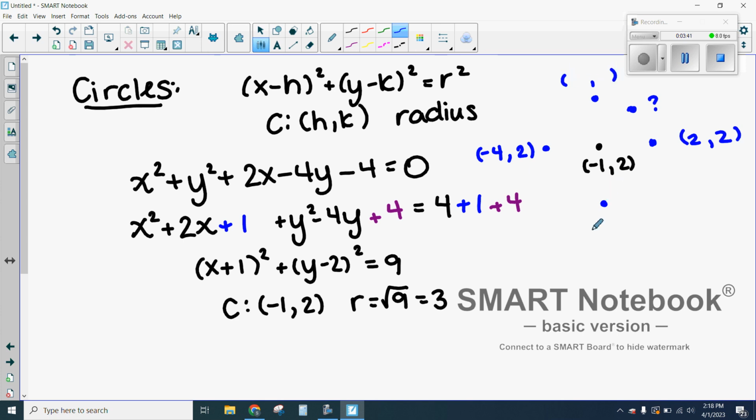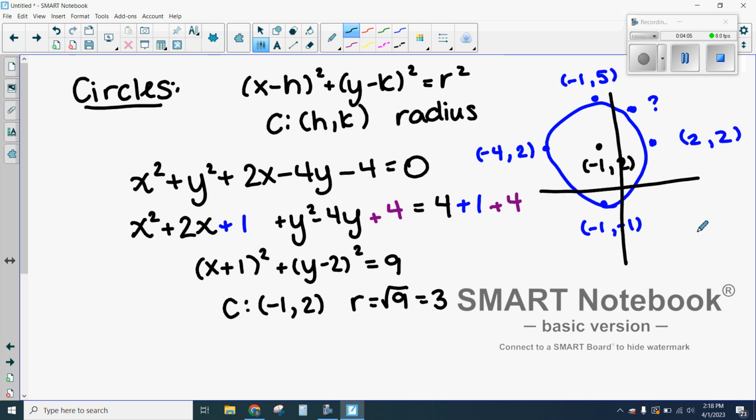If I'm only moving up or down, then the x coordinate stays the same. I haven't moved left, I haven't moved right. But 3 steps up from 2, 2 plus 3 is 5. 2 minus 3 is -1. And then you try to connect it, and it's horrible with my tablet that I've got. -1, 2. Okay, so the circle looks approximately like that.